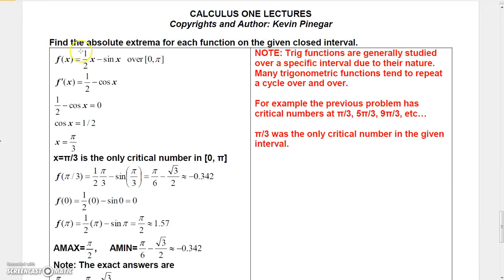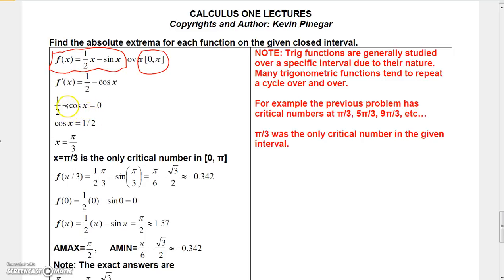Okay, let's take a look at a trig function. Here I have f of x equals 1/2 x minus sine x, and I want to find the absolute extrema from 0 to pi. So the first thing I'm going to do is find the derivative of this. Well, the derivative of this is 1/2 minus cosine x. So I'm going to set that equal to 0. So set 1/2 minus cosine x equal to 0.